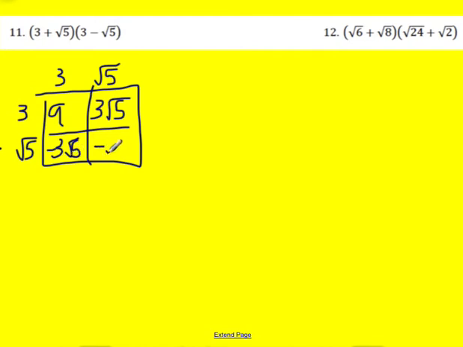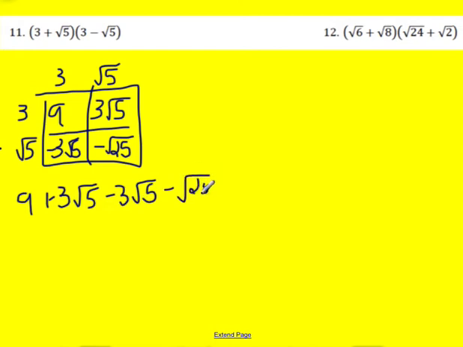So we're going to multiply both of those together underneath the radical to get negative square root of 25. So we're going to have 9 plus 3 square root of 5 minus 3 square root of 5 minus square root of 25.